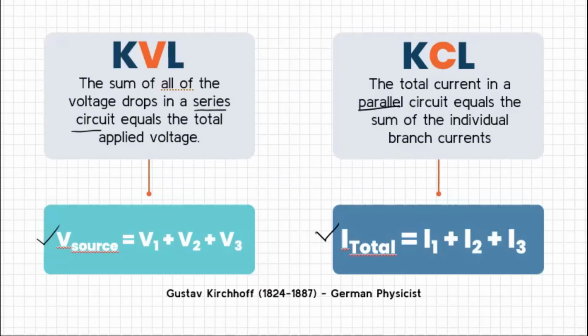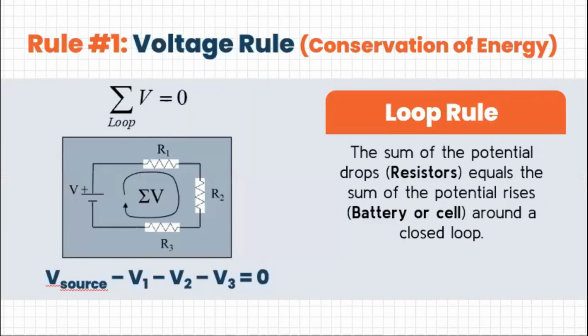meron dyang mga sinusunod na rule. Okay? The first rule is in relation to KVL, voltage rule or conservation of energy. Or in other terms, tinatawag nating loop rule. So sa loop rule, hinahanap po natin yung sum of the potential drops for each resistor na yung sum daw nila ay equal sa potential rises or sa source potential natin from the battery around a closed loop. Okay, so ma-apply lang po natin tong loop rule sa closed circuit.